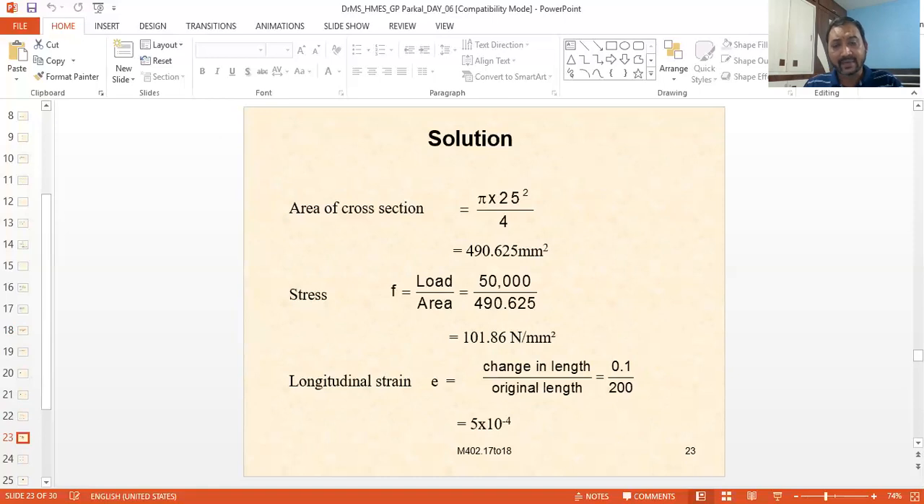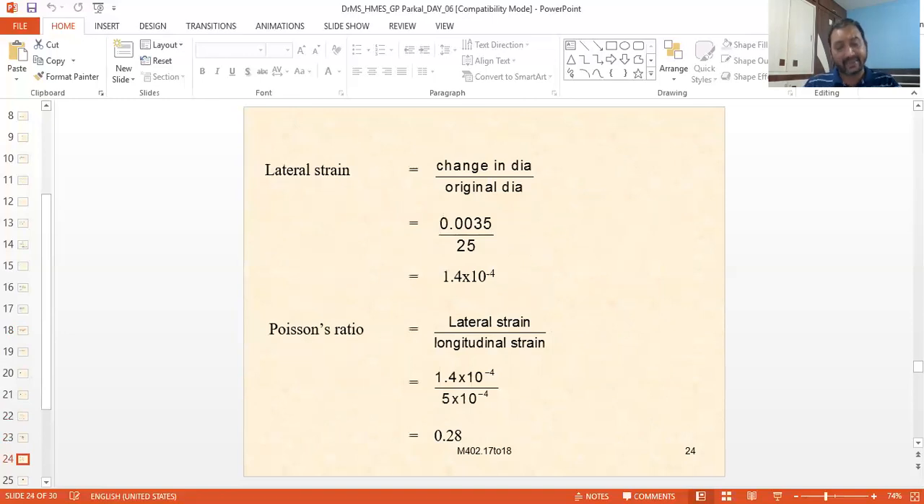Now we can find out the longitudinal strain. Longitudinal strain is nothing but the change in length by original length. So 0.1 by 200 gives 5 into 10 power minus 4. So no units. And lateral strain: here the given bar is a circular bar, so it is the change in diameter by original diameter. So 0.0035 by 25 gives 1.4 into 10 power minus 4.